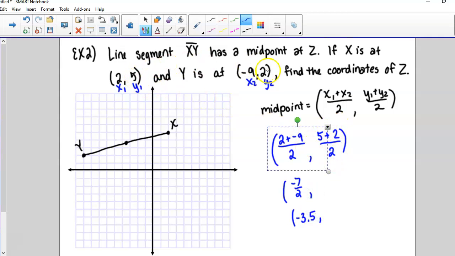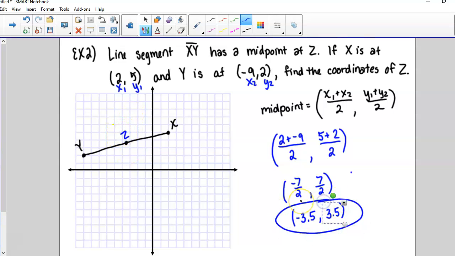For our y's, we've got 5 and 2, the average of 5 and 2. 5 plus 2 is 7 over 2. And then that is going to give us positive 3.5. And if we look at these coordinates here, that looks about right for that point there. And so this is our answer. Okay? So this is helpful because sometimes it's difficult to find the midpoint whenever you have points that are not going to line up perfectly on grid lines.